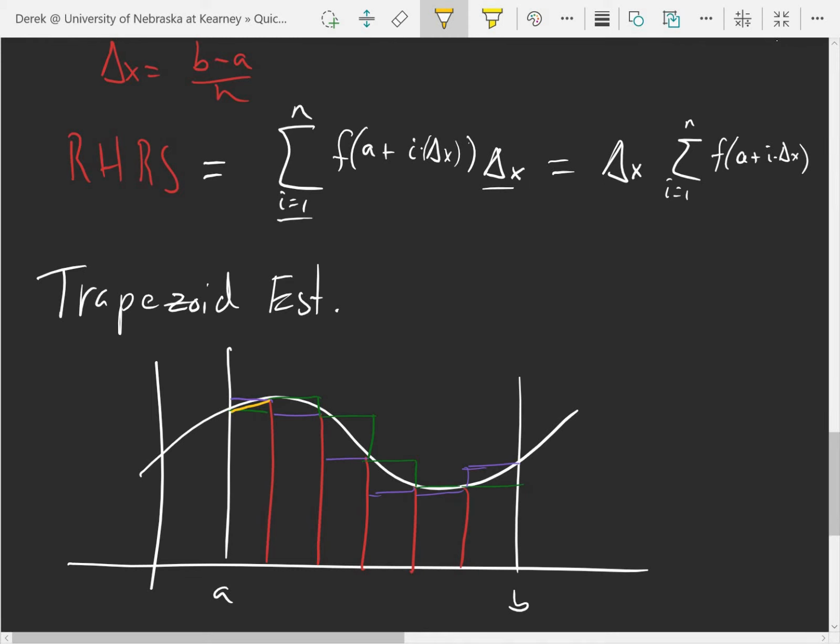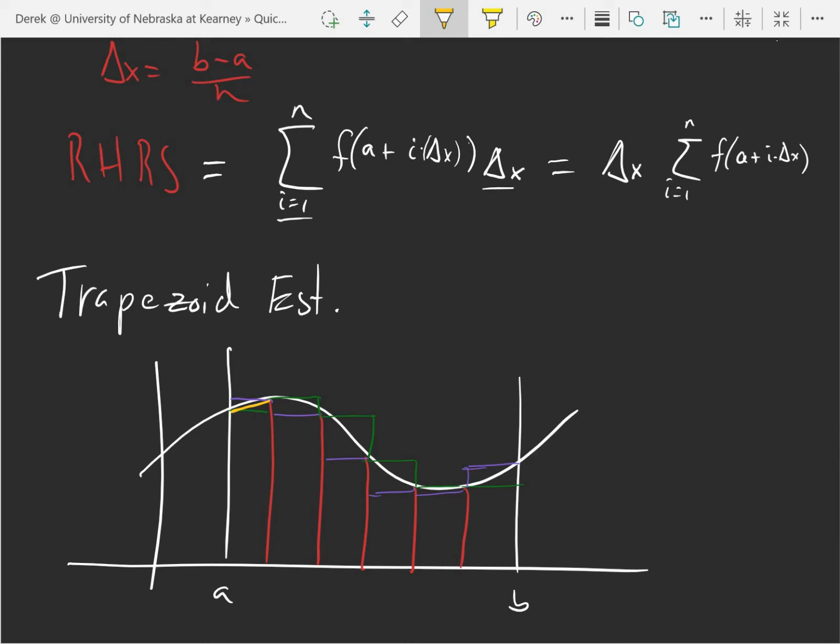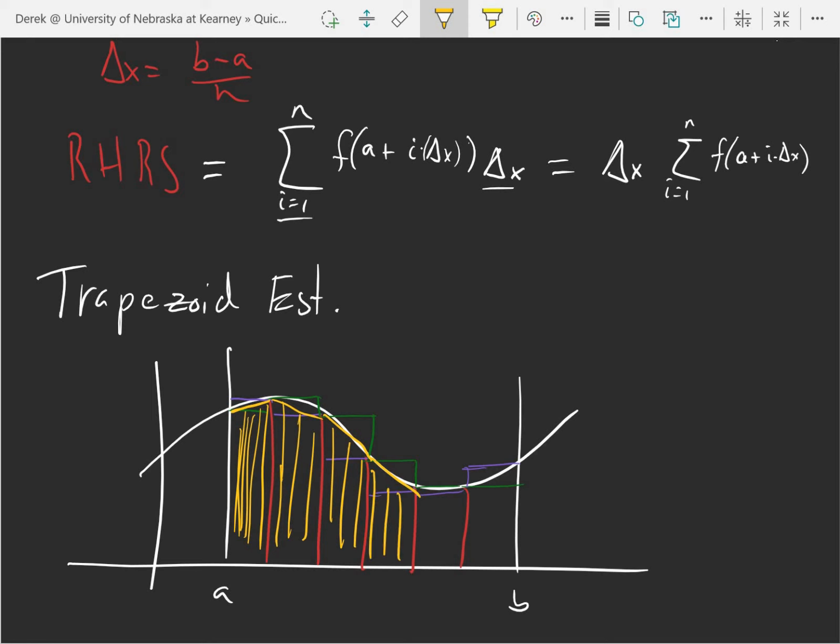If I want this trapezoidal estimate, I'm going to take the green rectangle plus the purple rectangle and divide by 2, and that'll give me the orange trapezoid's area. Not sure which one's higher on that one. That one's fairly even. And then this one here.